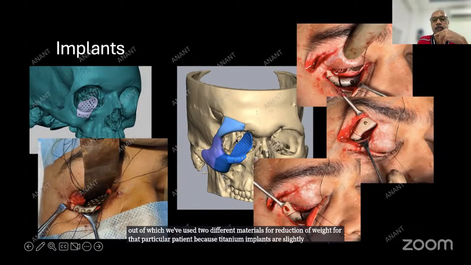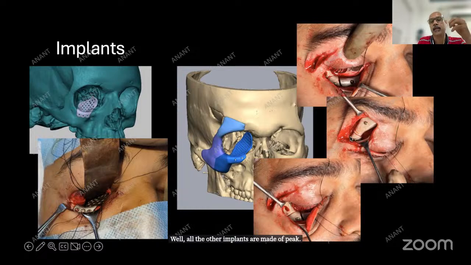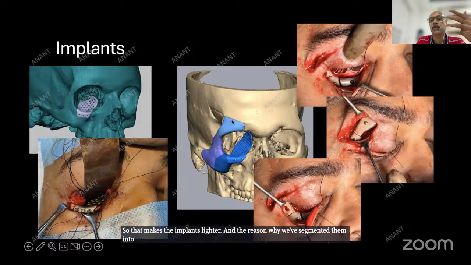So the intraorbital implant alone was processed with titanium, which can be seen in this image, while all the other implants are made of PEEK. So that makes the implants lighter. And the reason why we've segmented them into so many pieces is because of the access.